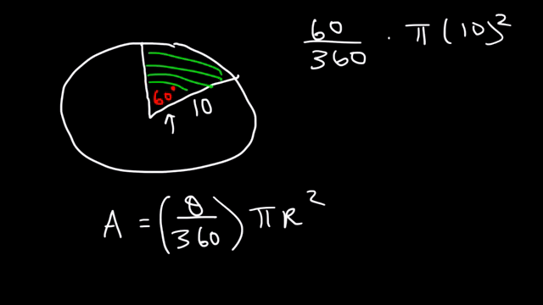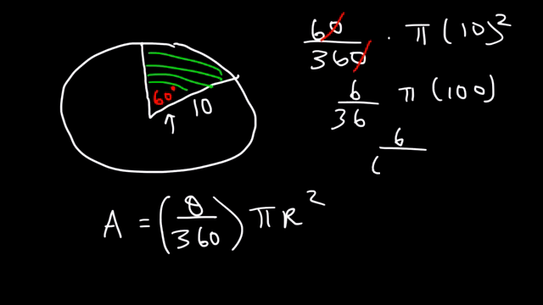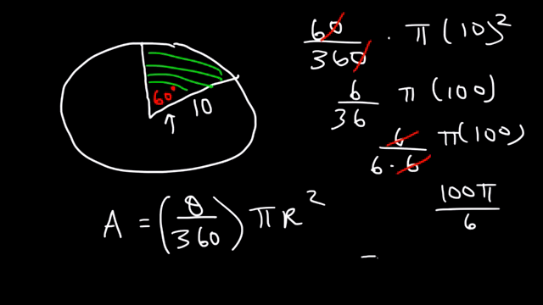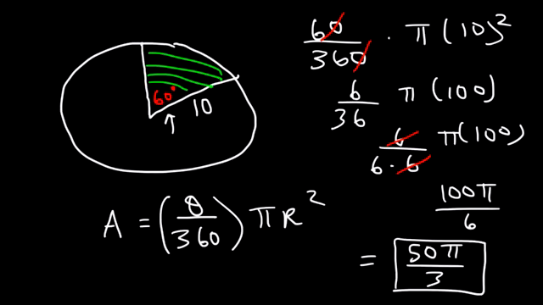Now 60 divided by 360, what we can do is cancel a 0. So we have 6 divided by 36. And 10 squared is 100. Now, 36 is basically 6 times 6, so we can get rid of one of the 6 values. We're left with 100 pi divided by 6. Now we could reduce the fraction. If we divide both numbers by 2, half of 100 is 50, half of 6 is 3. So it's 50 pi divided by 3. That's the area of the sector.